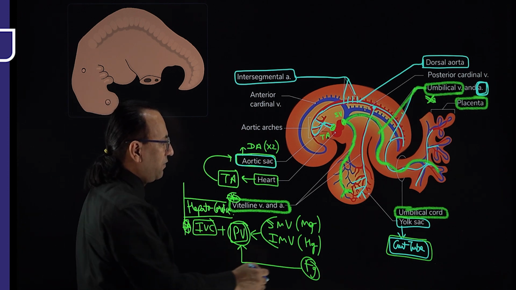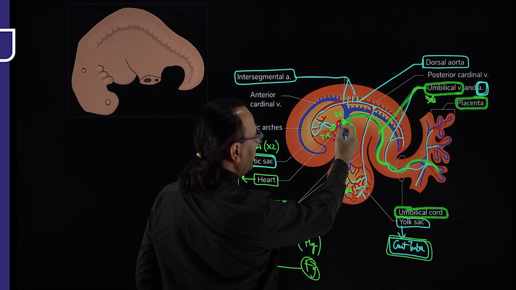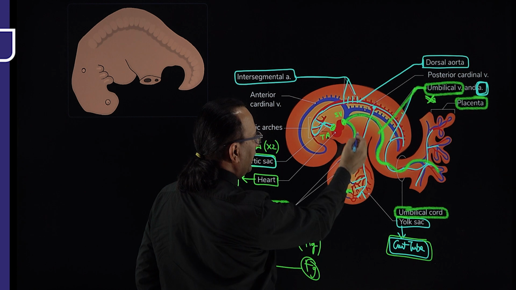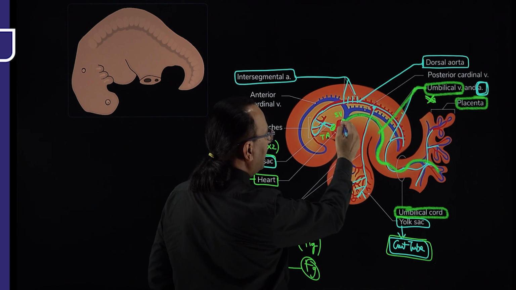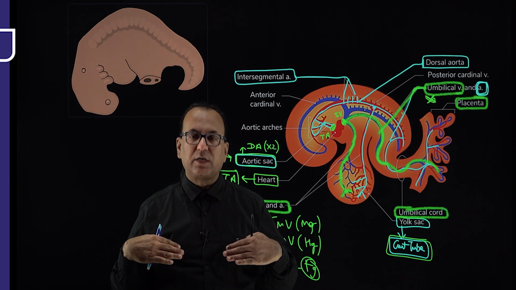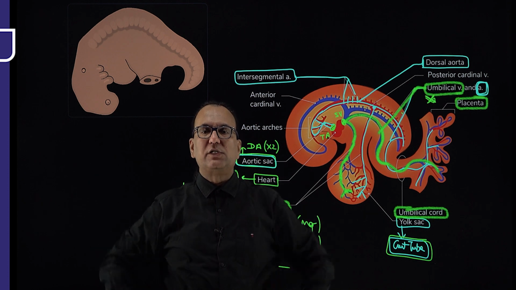So this vitelline vein was also draining into the sinus venosus in the early embryonic stage. The third set of veins which drain into the sinus venosus of the heart tube are the cardinal veins. And cardinal veins are initially two in number: the anterior cardinal vein and the posterior cardinal vein.